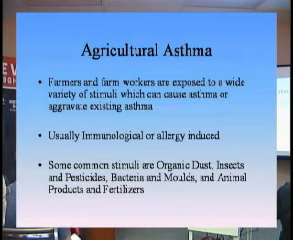And I forgot to mention before that whether you get asthma from your occupation or whether you had asthma before that got better and then it got worse while you were working, it's still occupational asthma. In agricultural asthma, it's usually immunological or allergy-induced. Some common stimuli are dust, insects and pesticides, bacteria, molds, and animal products and fertilizers.